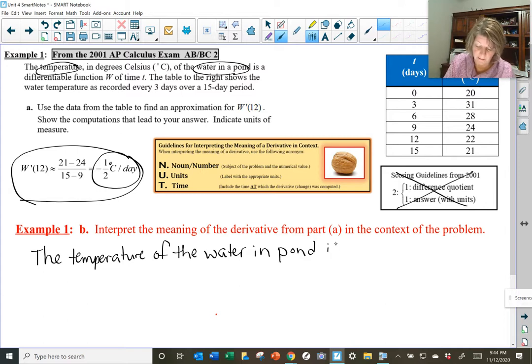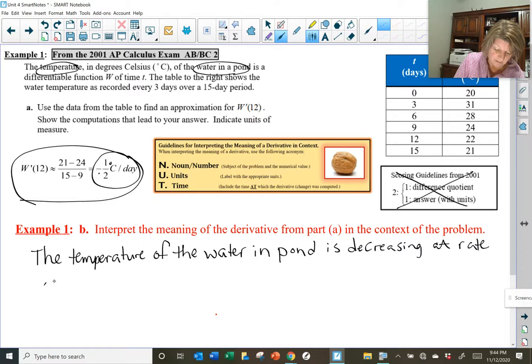is changing. You know what? We could even say it's decreasing since it's negative. Let's say is decreasing at a rate, because what we calculated is a rate, at a rate of, and I definitely don't want to write -1/2 on this. So when my computer catches up here, of 1/2 degrees Celsius per day.